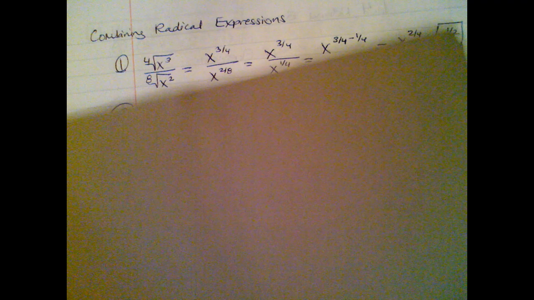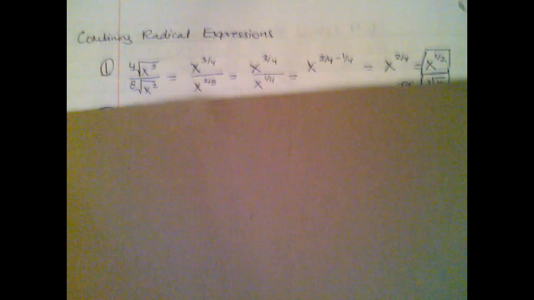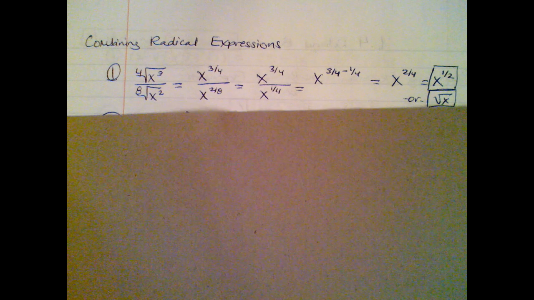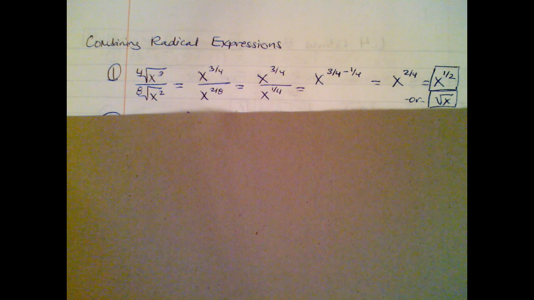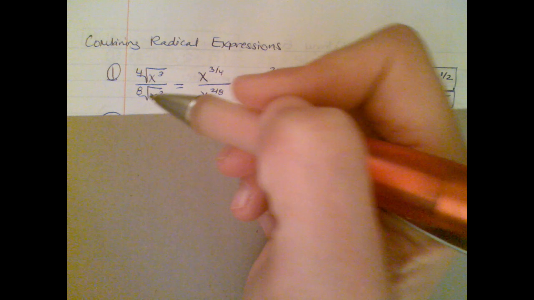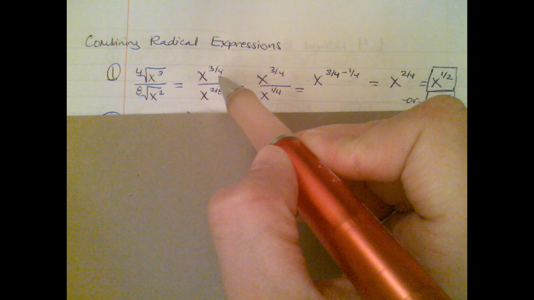The next section is combining radical expressions. So we have for our first problem, the 4th root of x to the 3rd power divided by the 8th root of x to the 2nd power. Notice the roots are different, so right from the start we can't go ahead and divide them. So what we're going to have to do is switch it to exponential form.